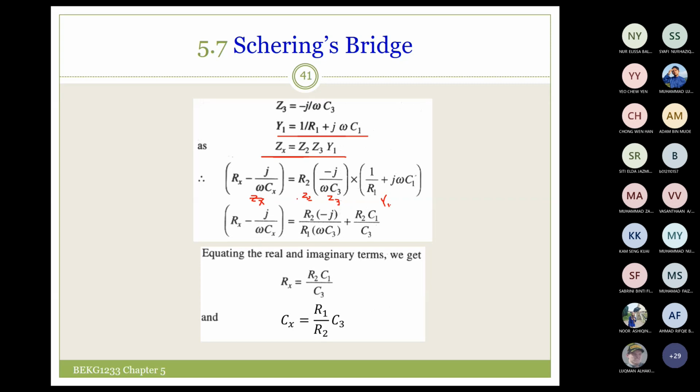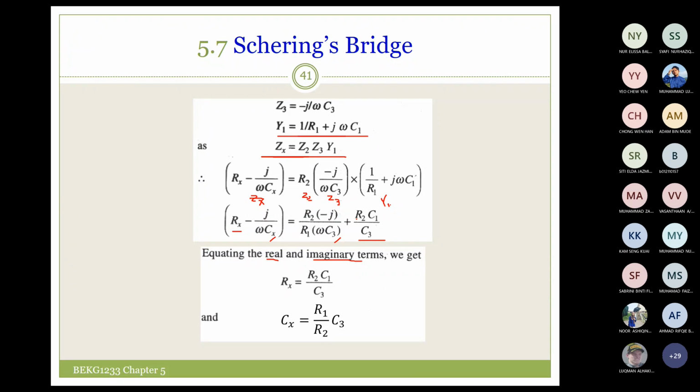This is the Zx. So from here we multiply, minus j times j, and then multiply with 1 over R1, and then we can get R2 minus j over R1 omega C3 plus, and this we multiply with j omega C1, and then we can get only R2 C1 over C3, and this is still Zx. We want to compare the real and the imaginary terms, then we can get Rx is this one, and this one is for the imaginary.